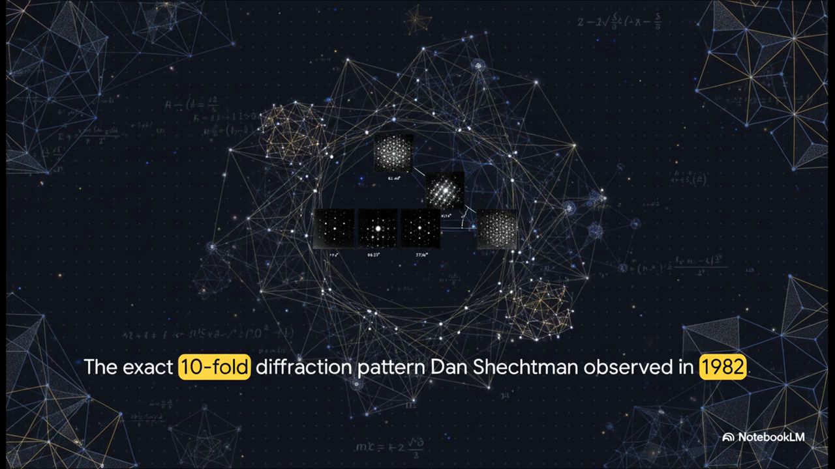And here it is. This captures the exact moment the world changed. Notice the bright dots in this actual X-ray diffraction pattern of a rapidly solidified aluminum-manganese alloy. Materials scientist Dan Shechtman observed this, and those dots form a perfect 10-fold symmetry. At the time, established scientific dogma stated unequivocally that this kind of symmetry in a crystal was absolutely impossible. It was a physical contradiction.